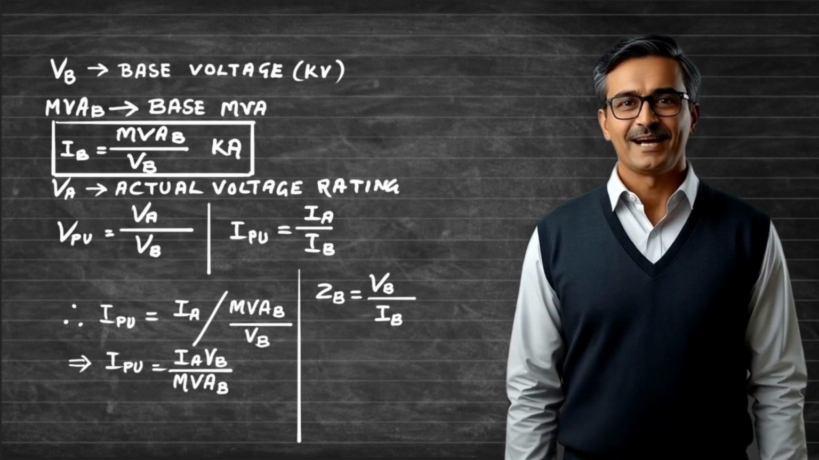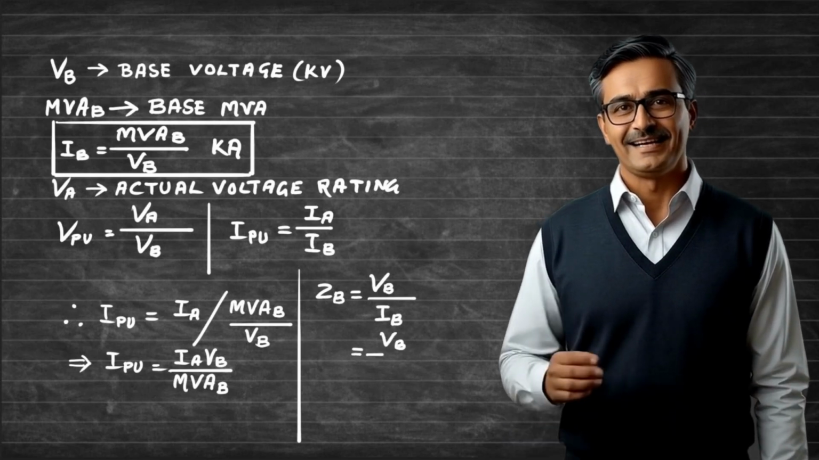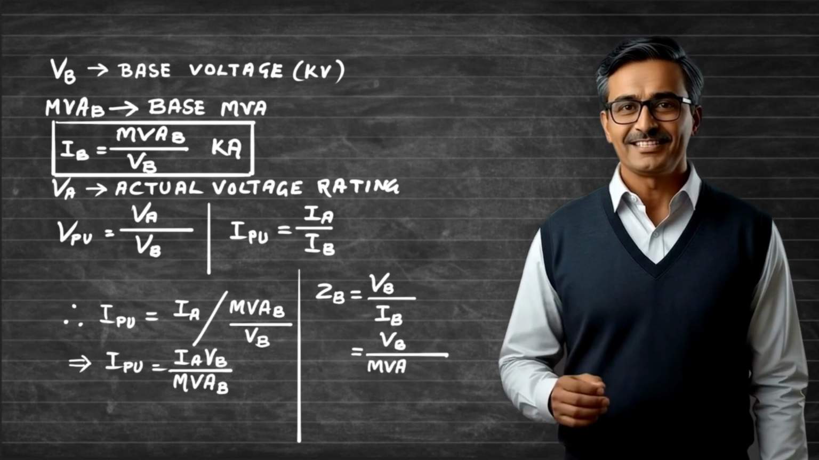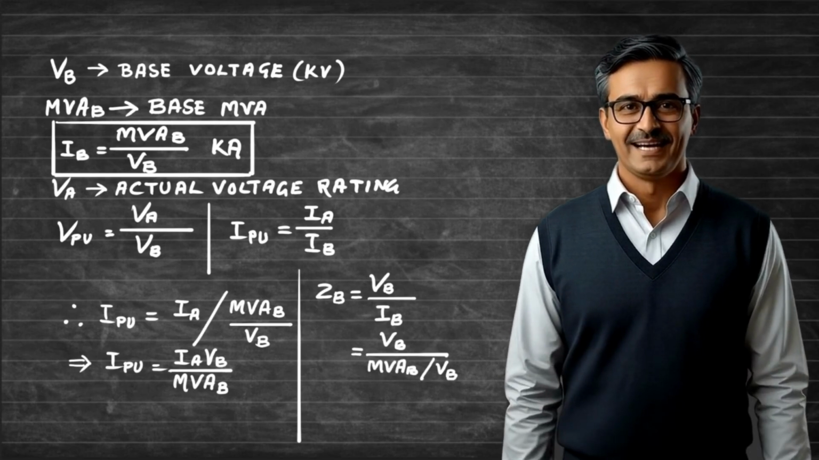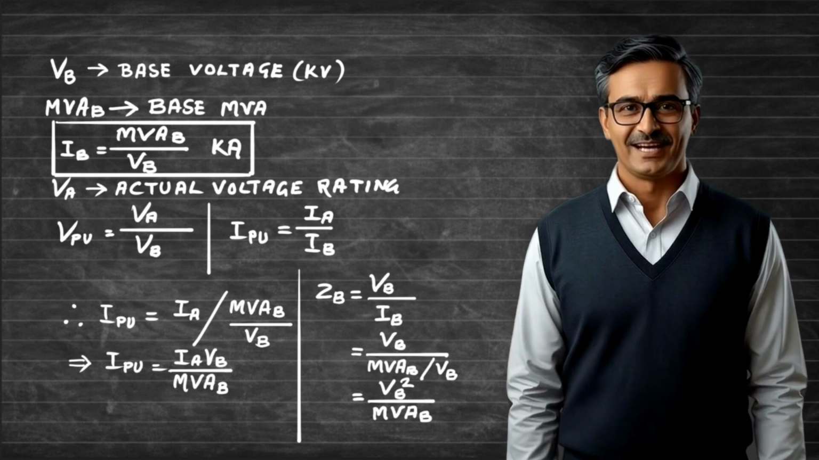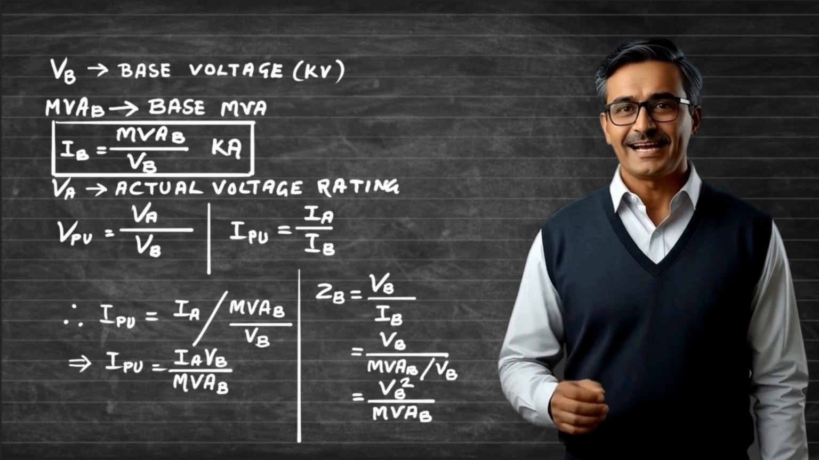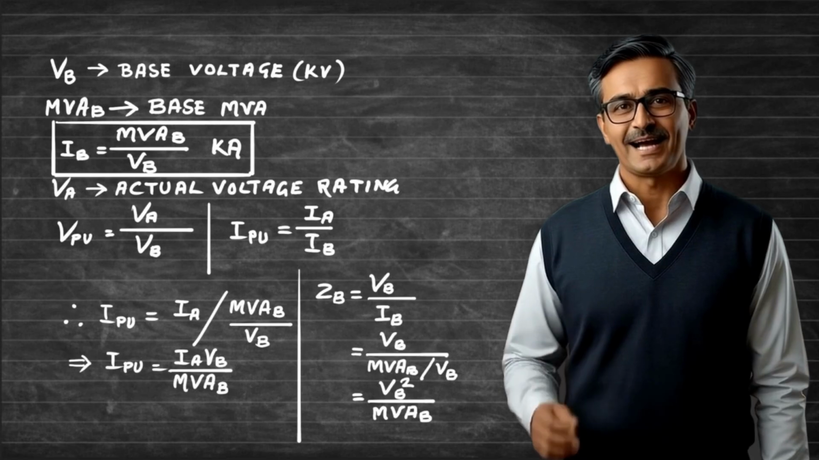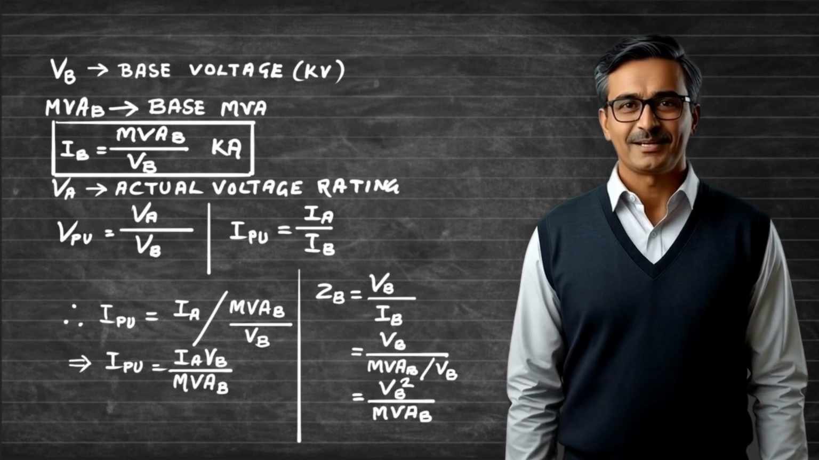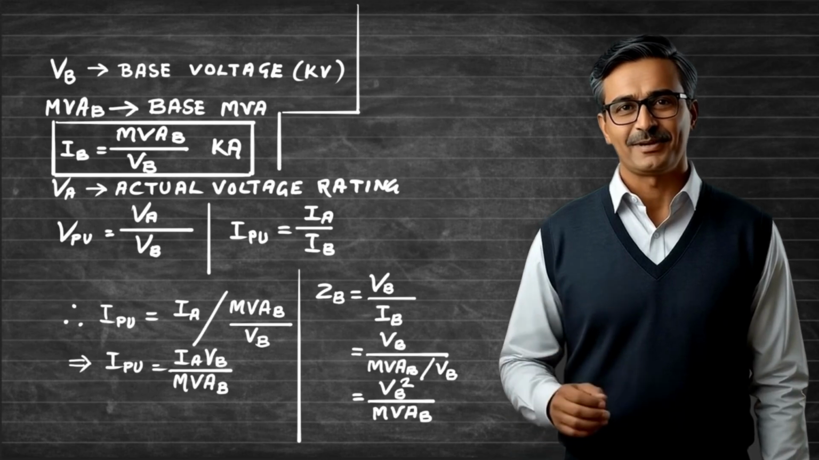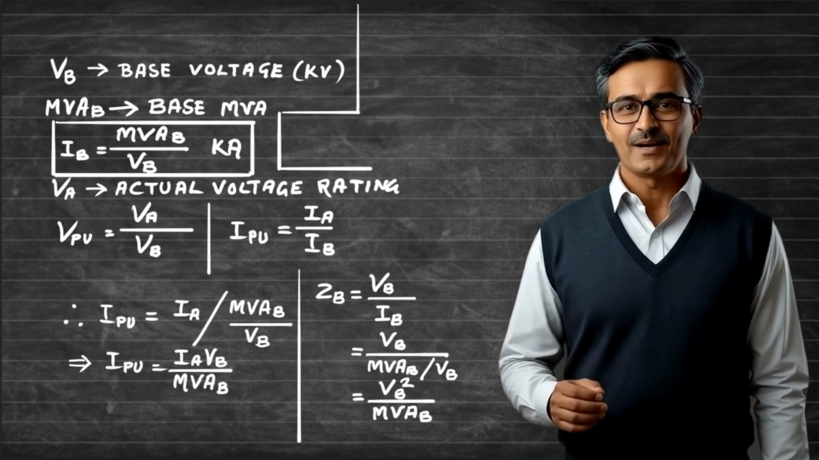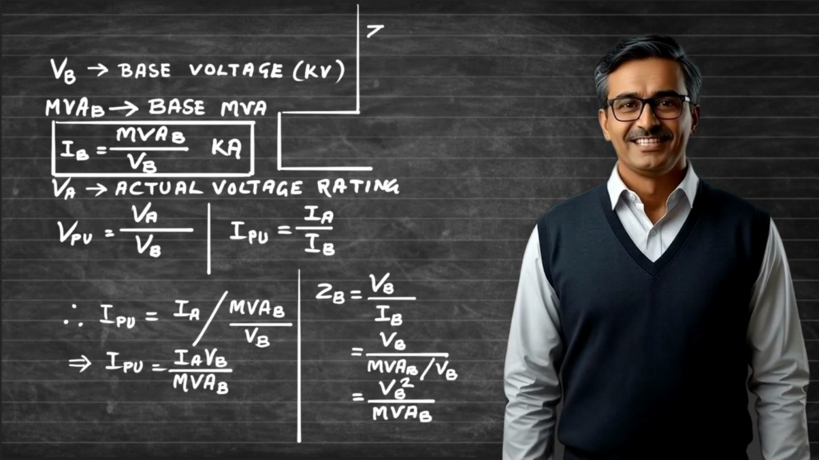Now substituting the value of base current, we get Z suffix B equals V suffix B divided by MVA suffix B divided by V suffix B, which gives Z suffix B equals V suffix B square divided by MVA suffix B. Again I am telling, V suffix B is the base voltage which we have considered and MVA suffix B is the base MVA or base capacity which we have selected.